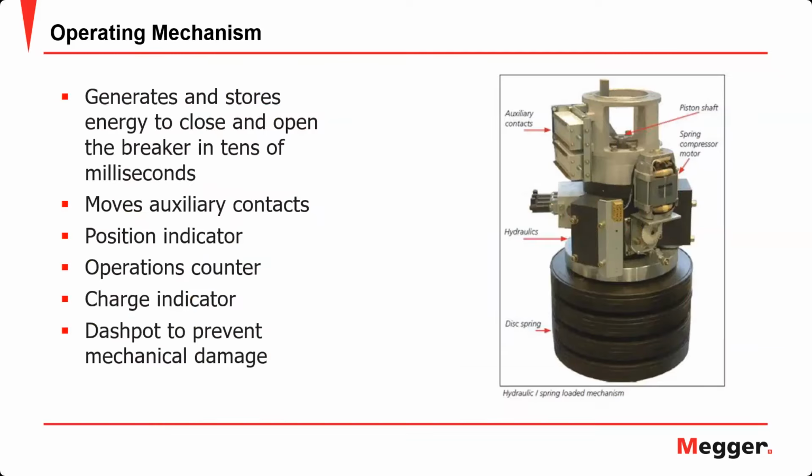The second component of the circuit breaker is the operating mechanism. It generates and stores the energy and releases it to perform a close and open operation in milliseconds. This mechanism also moves the auxiliary contacts. These contacts are used for two things: one, to show us the status of the breaker, and two, to protect the closing and tripping coils. We also have a position indicator, which shows the status of the breaker, and an operation counter. Each time the breaker operates, this counter will increase. We also have a charging indicator and a dashpot to prevent mechanical damage to the breaker, to absorb all that kinetic energy during the opening operation.